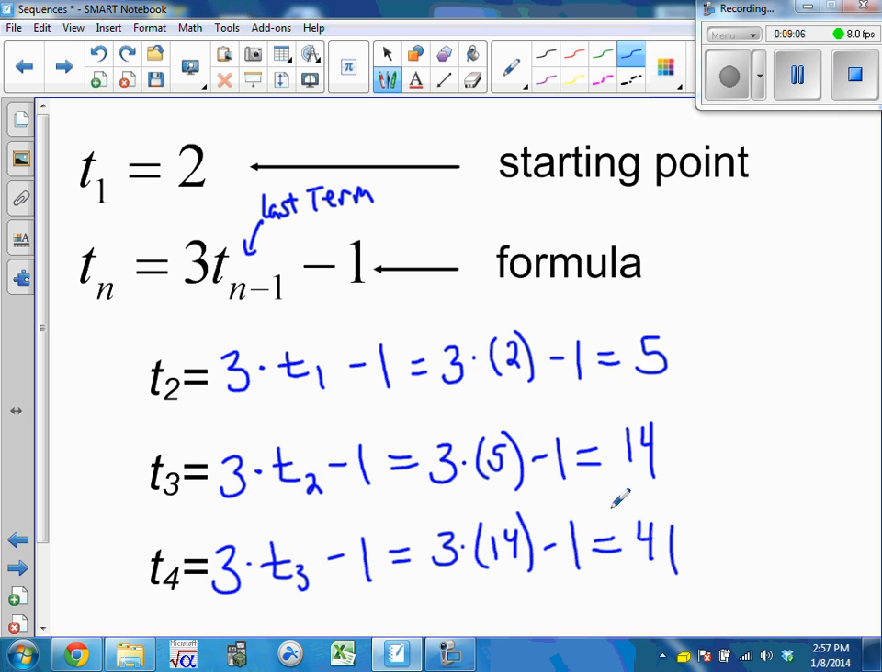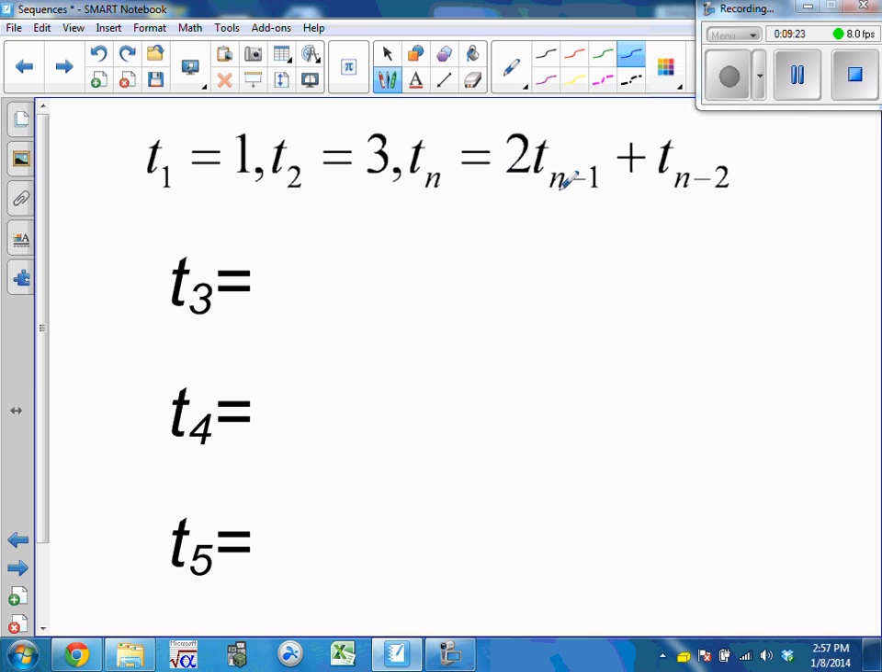So there is how we can find the first few terms of a recursive formula for a sequence. Now here, since we just used the last term, I need the starting point of t sub 1 is 2. But let's say I have a formula that has t sub n minus 1, which is my last term, and t sub n minus 2, which is the last 2 terms. So now I need the first 2 terms to get us started.